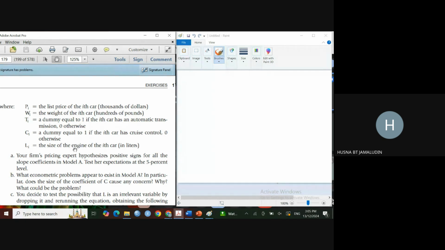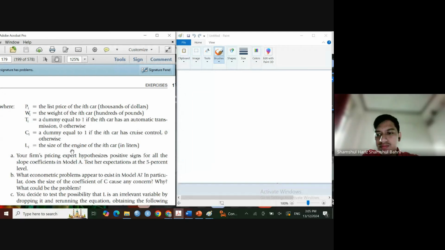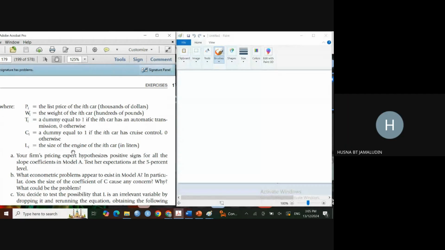L is the size of the engine of the car in liters. What would you expect for the size? Positive also, right? So you are assuming that when the engine is bigger, it has more power, and the price will be higher.